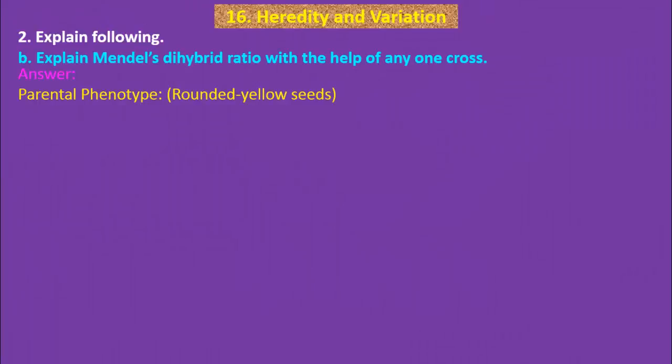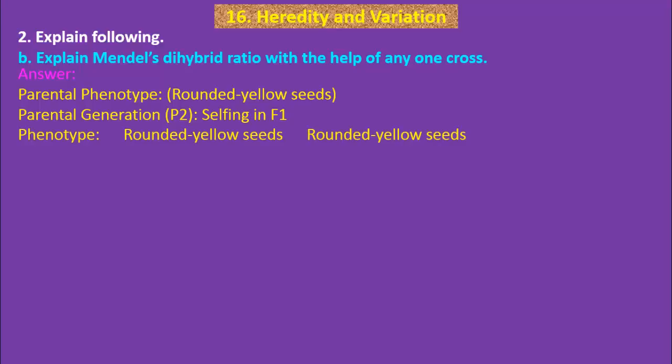Now, parental phenotype: rounded yellow seeds. Parental generation P2, selfing in F1. Phenotype is rounded yellow seeds and rounded yellow seeds. Genotype: capital R, small r, capital Y, small y, capital R, small r, capital Y, small y. Gametes are capital R capital Y, capital R small y, small r capital Y, small r small y.